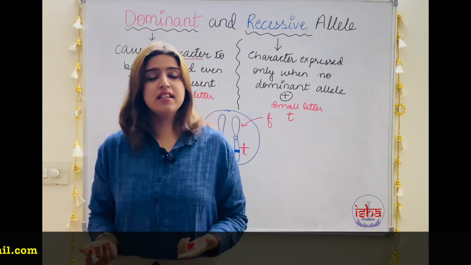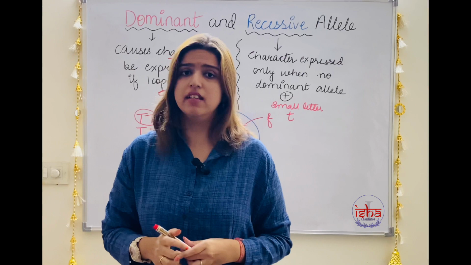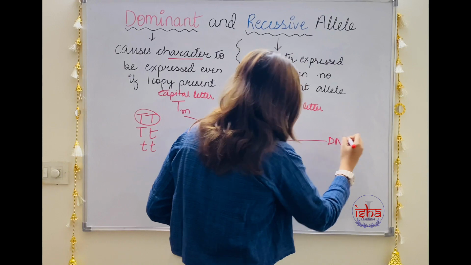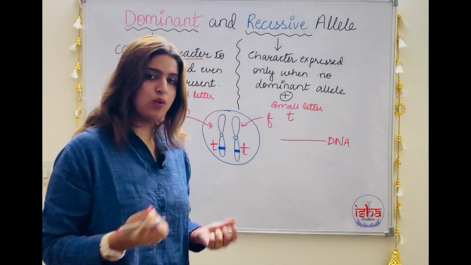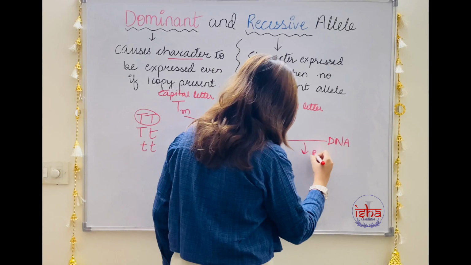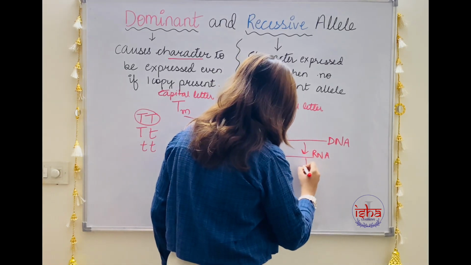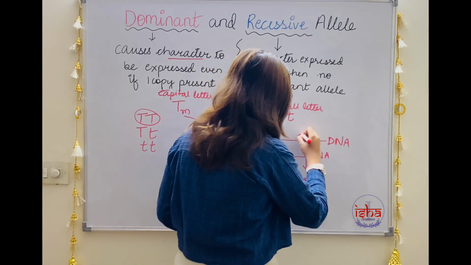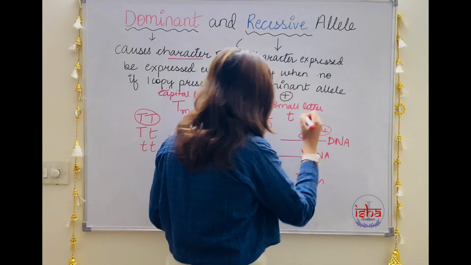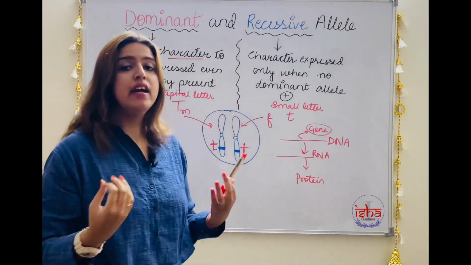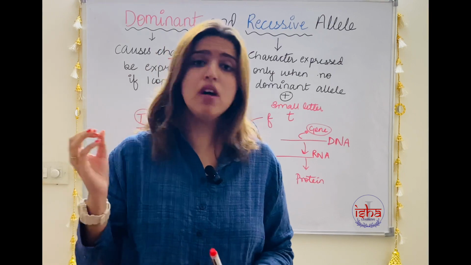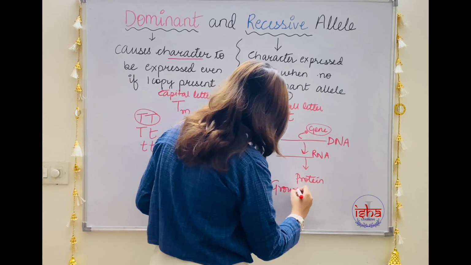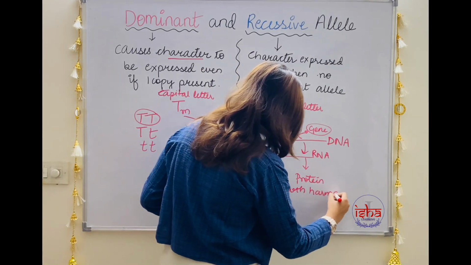Now let's try to understand what is actually happening inside the cell. See, these genes are sequences of DNA that code for what? Protein. From DNA first RNA is made, and from RNA your protein is made. In the case of height, this DNA is the gene for height. Now let's say the gene for height is making a protein, that is your growth hormone. So what will growth hormone do? It will cause the organism to gain height.